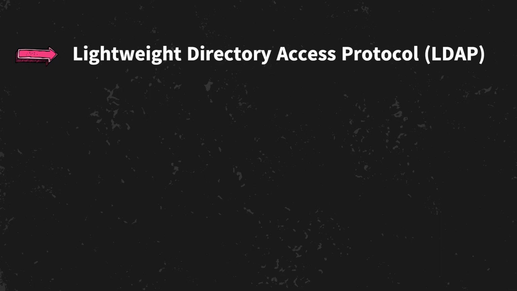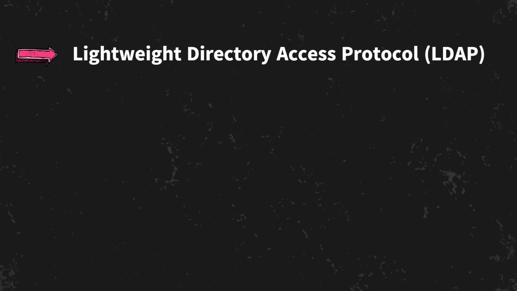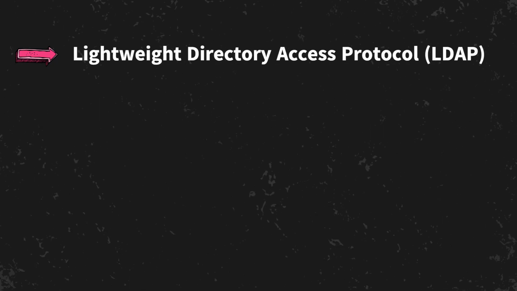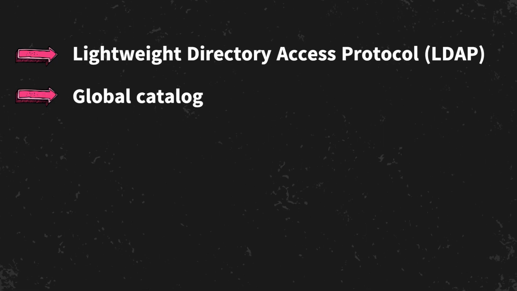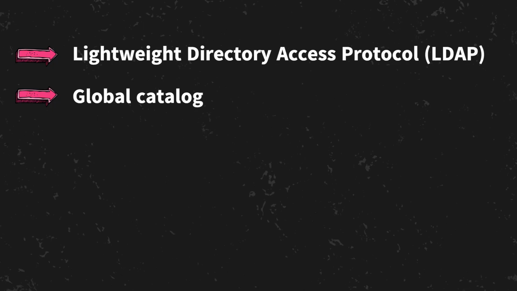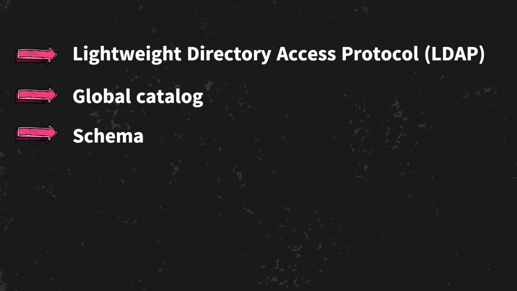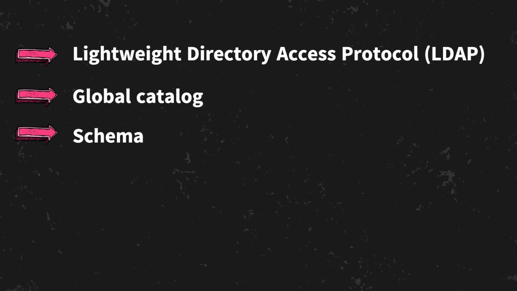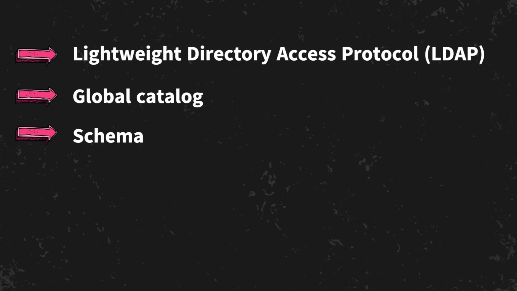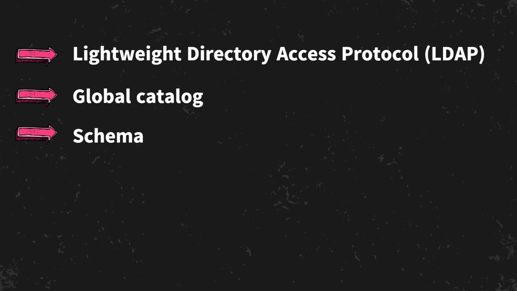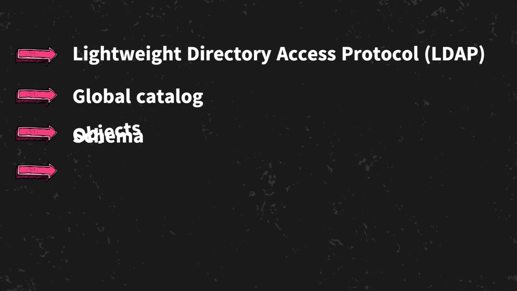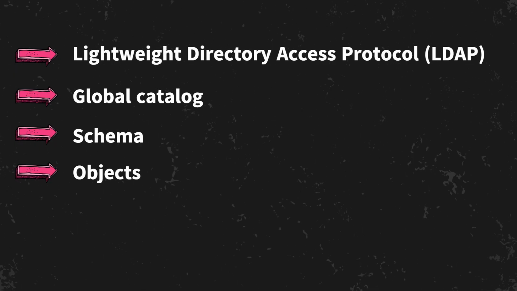The other Active Directory domain services concepts include the Lightweight Directory Access Protocol or LDAP, which is the protocol used by devices and applications to access the Active Directory service. The Global Catalog is the component that tracks all resources across all domains. The schema defines the types of objects that can be created along with the attributes of that object. For example, a user is an object that can be created, and the username is an attribute of that object. Objects are the actual items that have been created.